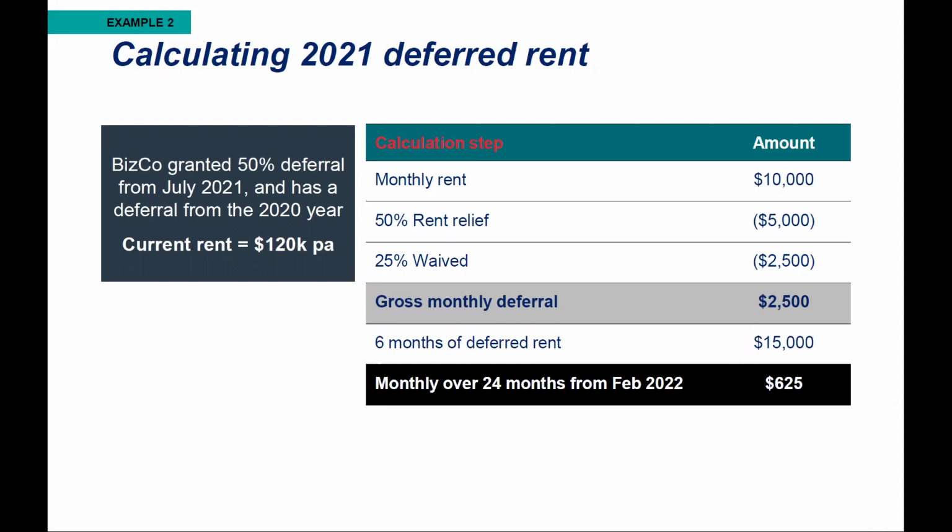So the total rent deferred is $15,000, and then this is amortized over a 24-month period or the remaining term of the lease. So in the case of where it's amortized over the 24-month period, the deferred rent, which would be $625, will commence from February 22 onwards.